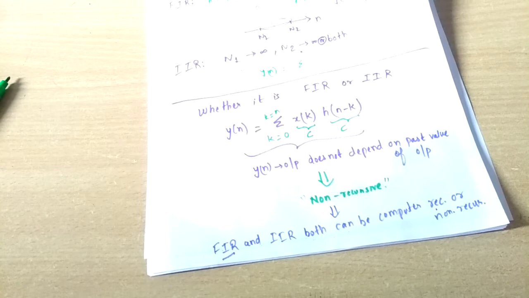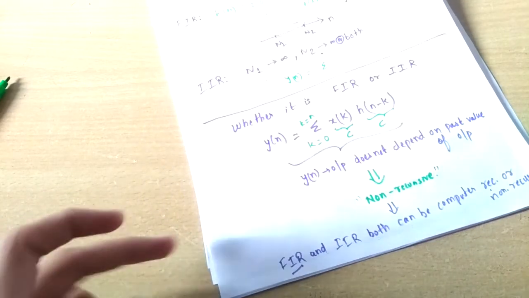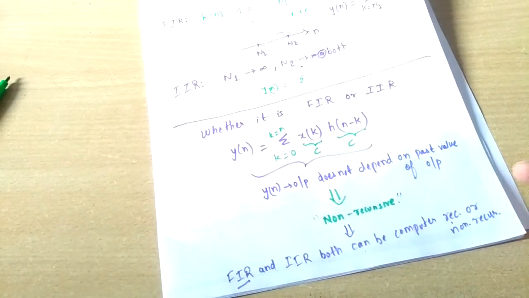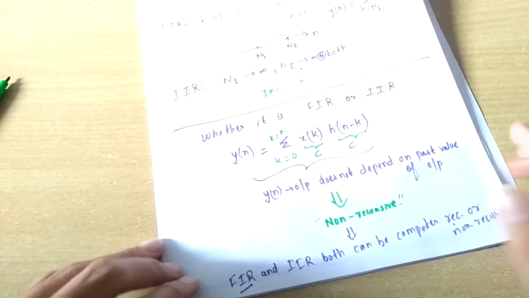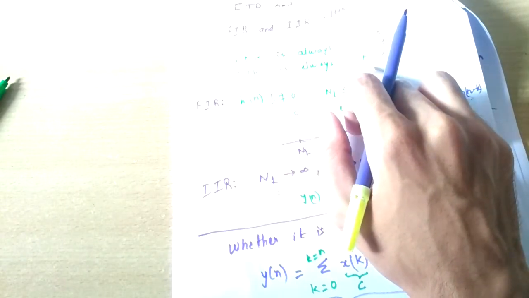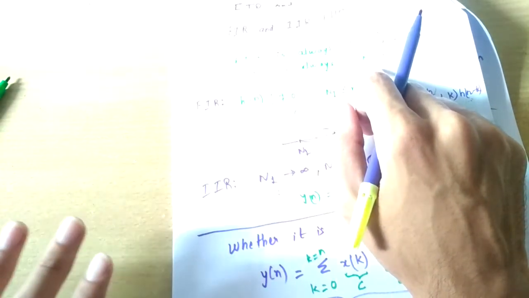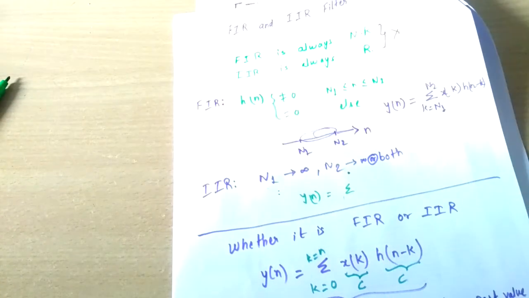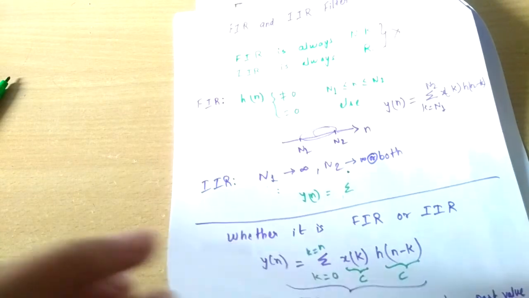Now let me consider one more example. But one thing to remember is that in general IIR is convenient to compute recursively, whereas FIR is convenient to compute non-recursively, right? But this is not always the case. This video focuses on that only: that FIR in general is convenient to compute non-recursively and IIR recursively, but it is not always the case. This is the main motto of this video.